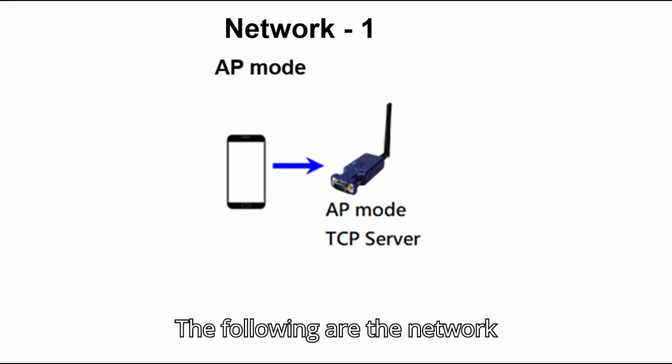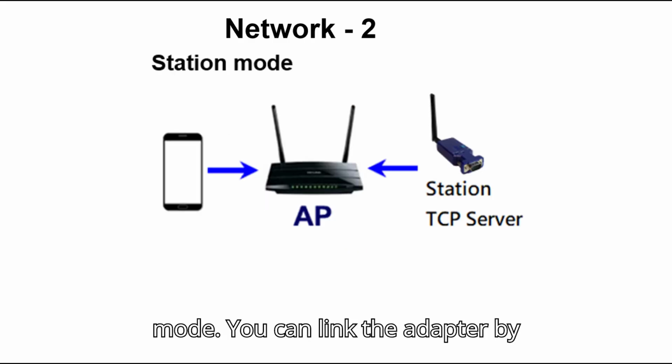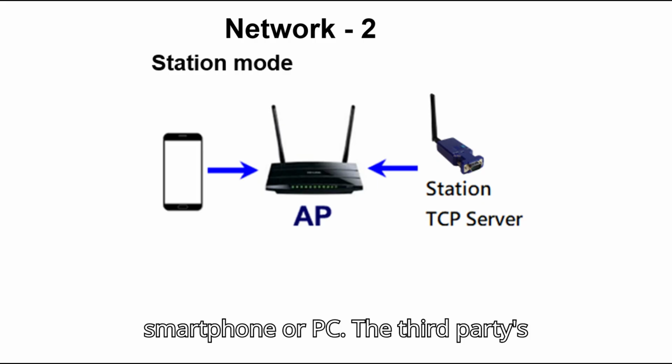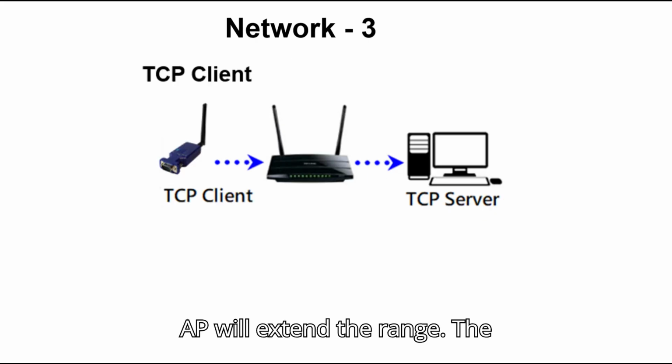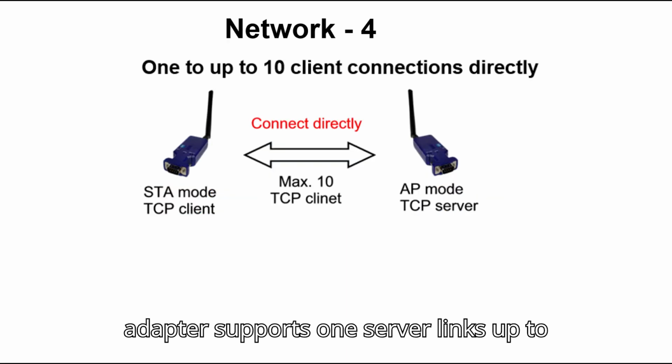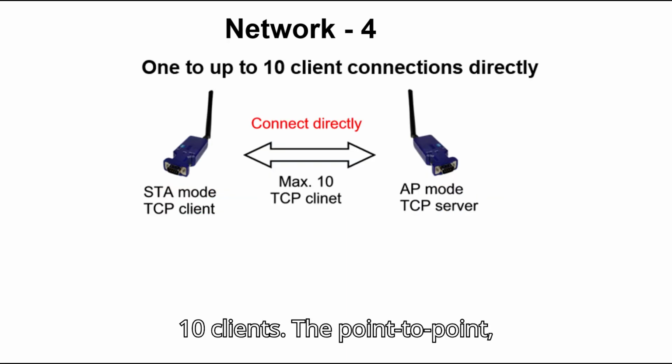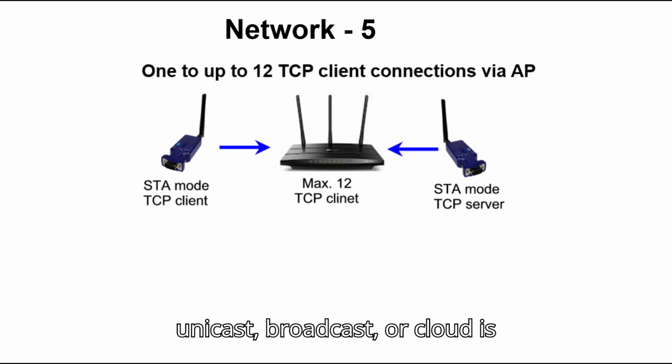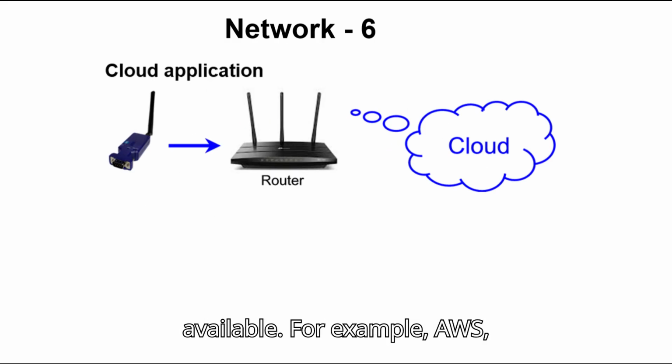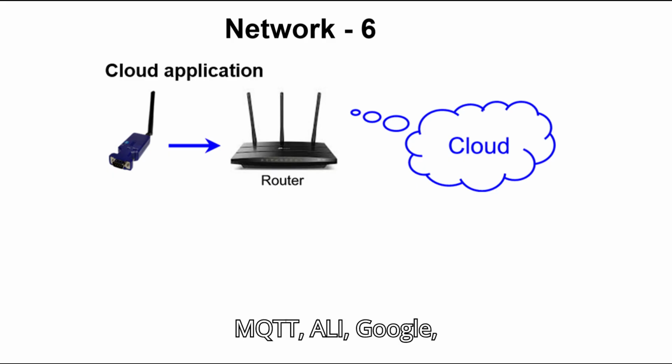The following are the network applications. The default is AP mode. You can link to the adapter by smartphone or PC. A third party's AP will extend the range. The adapter supports 1 server linking up to 10 clients. Point-to-point, unicast, broadcast, or cloud is available, for example, AWS, MQTT, ALI, Google, Apple, etc.